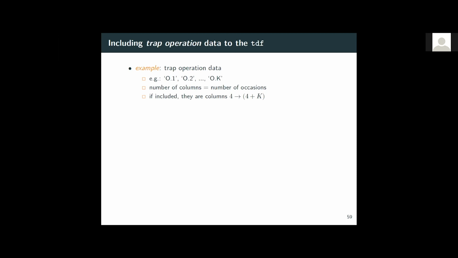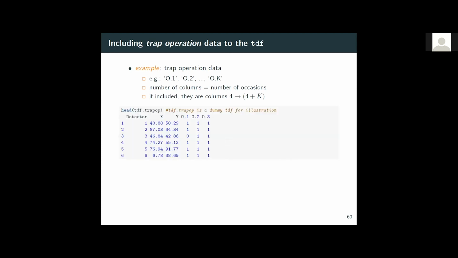But if you do have situations where you rotate traps or you have malfunctions, then you might want to provide this information. And if you do provide it, you need a column for every occasion, and they're going to be appended right next to the X and Y coordinates. So they're going to be columns 4 through 4 plus K in your TDF. And if that sounds a little bit abstract, here's what that means. So here I've got a 3, I guess I should have made these more consistent. Well, they are consistent, but K here is 3.